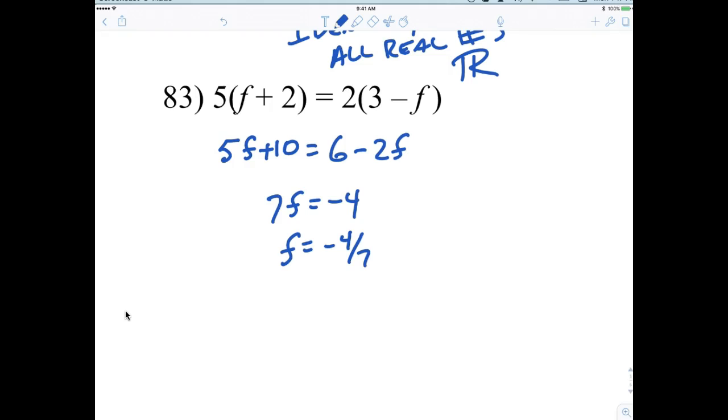How did I get that, though? 7f equals, well, f equals 4/7. So you're good with here, right? Divide by 7. Does 4 divide by 7 evenly? No. So you leave it as a fraction.